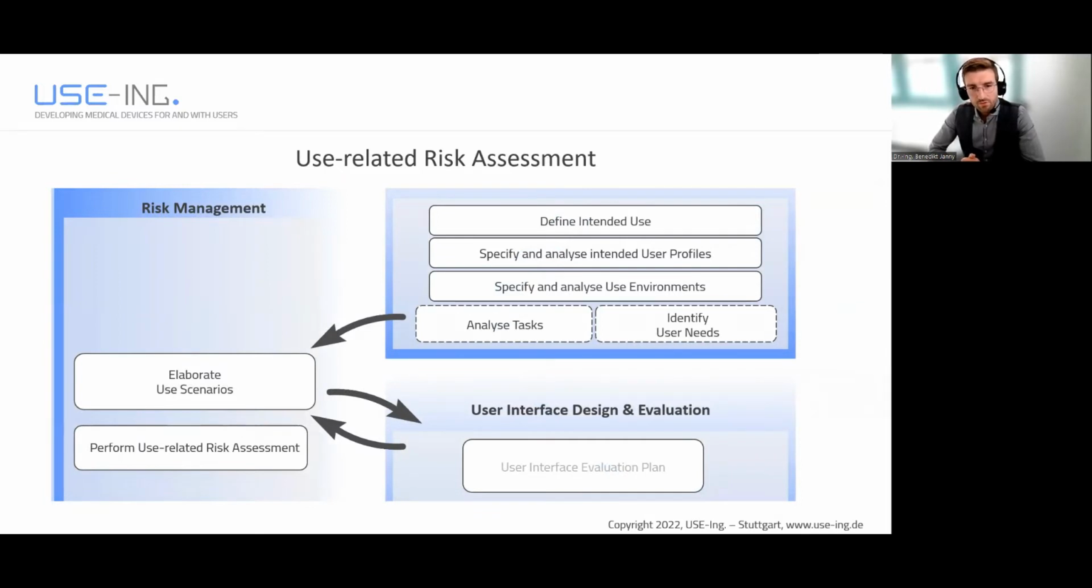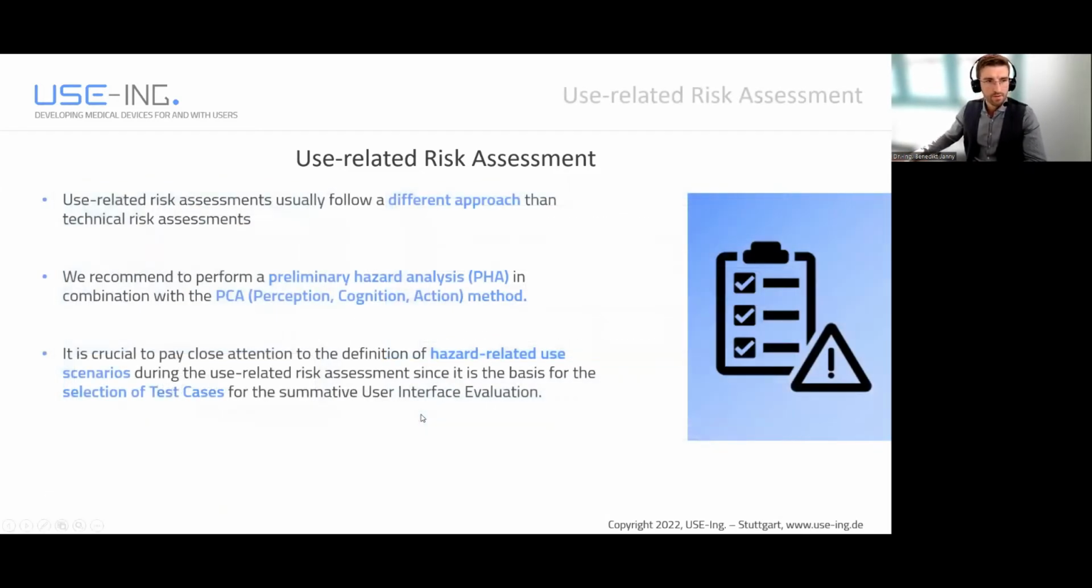But there's a huge difference between a technical risk analysis and a use-related risk analysis. And many people struggle with this since they are used to performing FMEA and calculating probabilities and so on. This is something which is quite difficult in the usability world when you talk with users and you just test with, in comparison, a small number of users. So how can we elaborate those use scenarios and perform a use-related risk assessment?